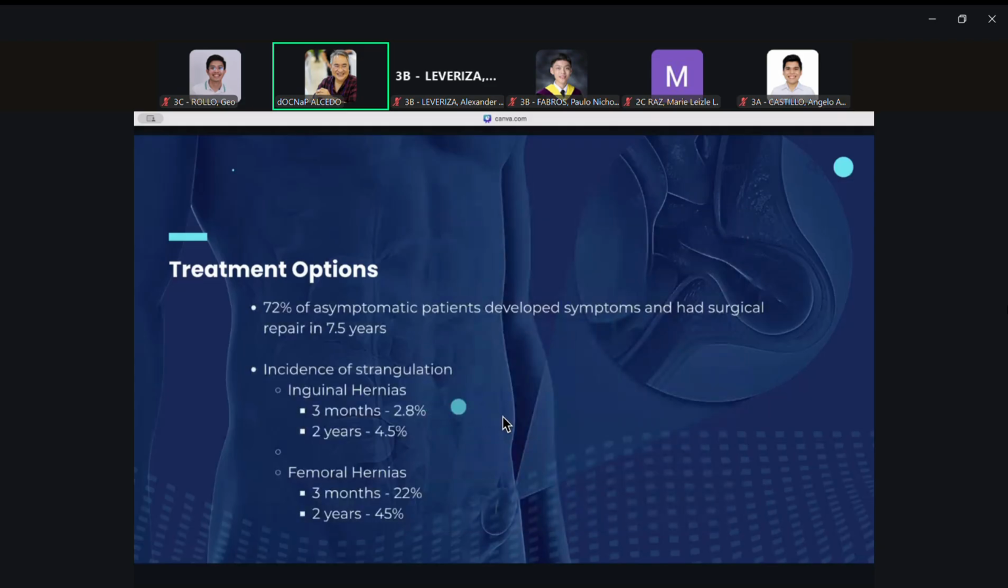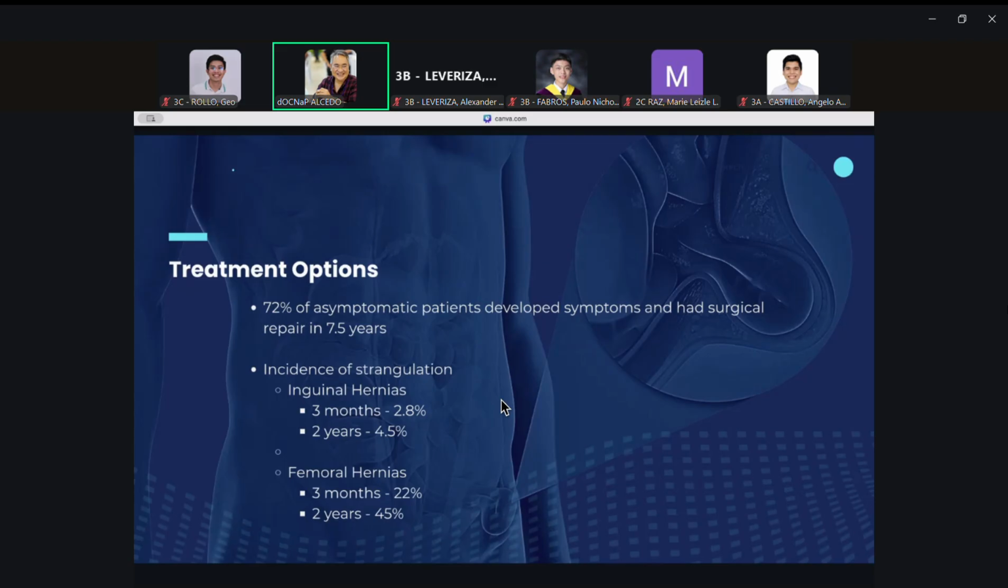So treatment options, now just to point out that asymptomatic patients usually develop symptoms, 72%, in 7 to 8 years. Strangulation is about 2.8% within 3 months and 4.5% within 2 years. But it is more common in femoral hernias. In femoral hernias, the 3-month incidence of strangulation is 22% versus 2.8% among inguinal hernias.